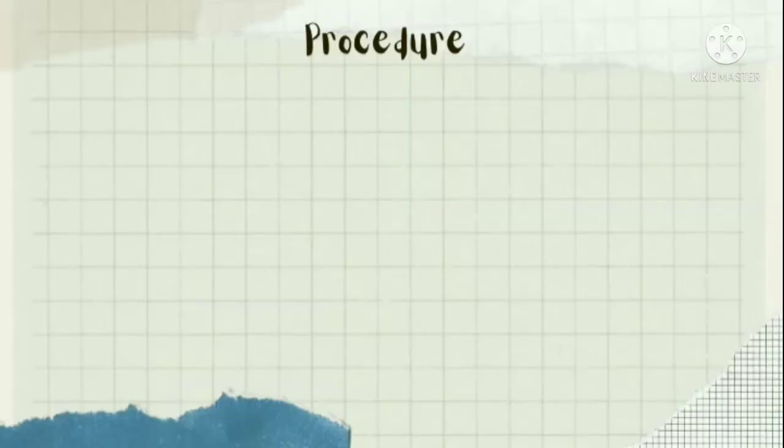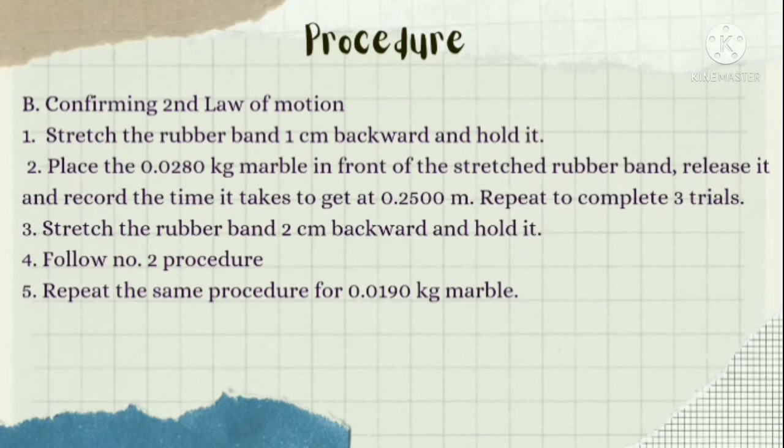And since tapos naman tayo for the preparation of the setup, ngayon naman we go to the procedure in confirming the second law of motion. Yung unang step na ginawa ko is I stretched the rubber band 1 cm backward and then I held it. I placed the 0.0280 kg marble in front of the stretched rubber band. I released it and recorded the time it takes to get a 0.250 meter and repeated to complete 3 trials.